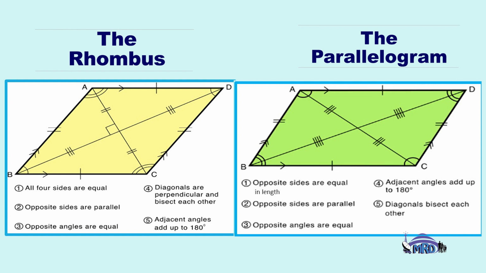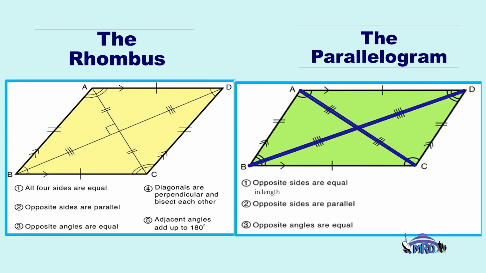The second property is the diagonals. The diagonals of the rhombus bisect each other at 90 degrees and are equal. With the parallelogram, however, they bisect each other but not at 90 degrees.